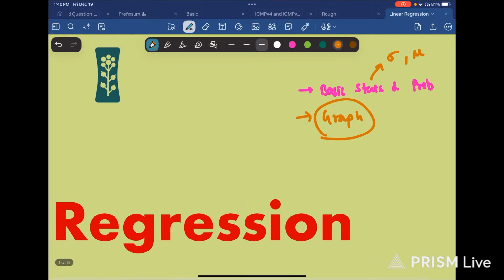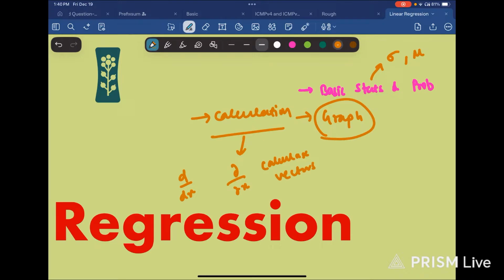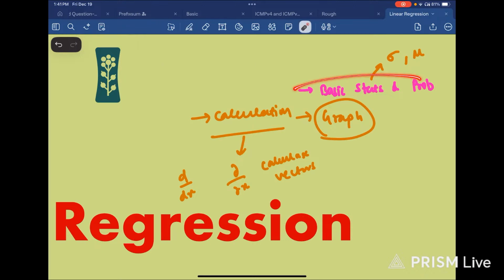And after that, you should have knowledge of the calculation part. This calculation requires you to differentiate, like partial differentiation or normal differentiation. So you should have a little bit of knowledge about calculus and vectors. It is not required in extensive detail, but you should know it. So polymaths, you should be able to see more graphs as part of the basic stats and probability, where this is going to be sigma or mu on the basis of that.